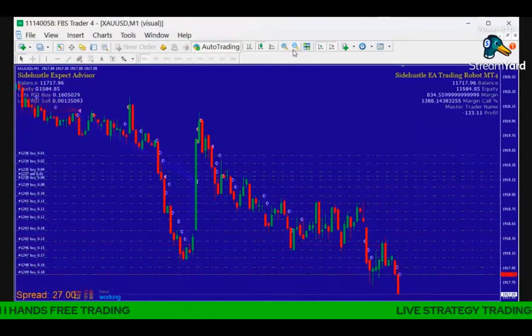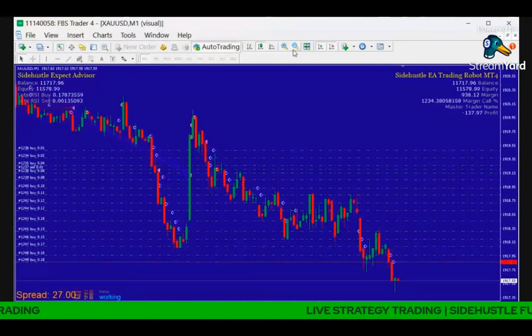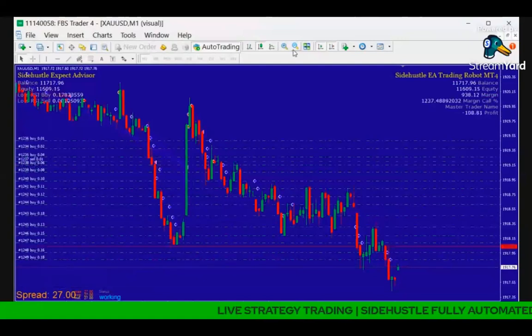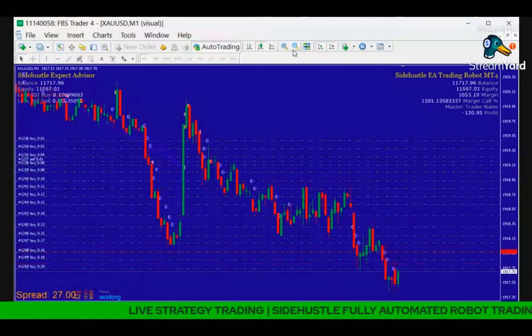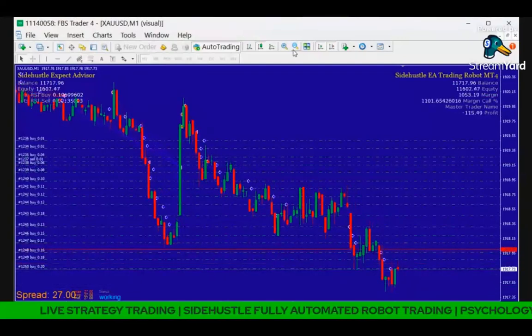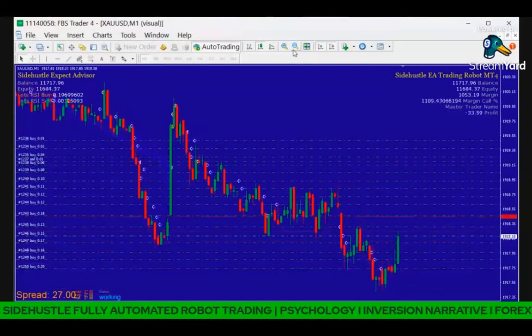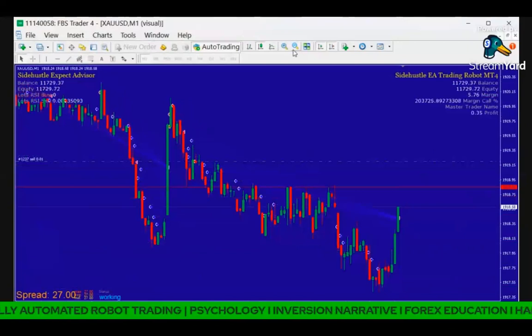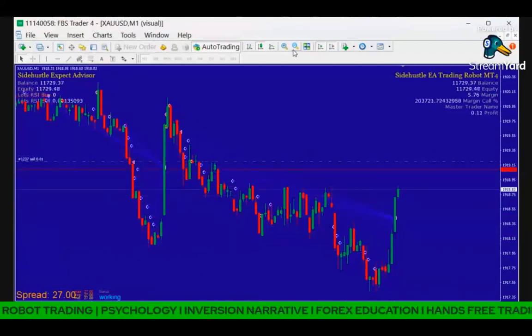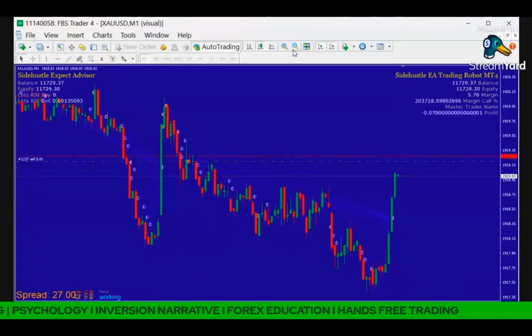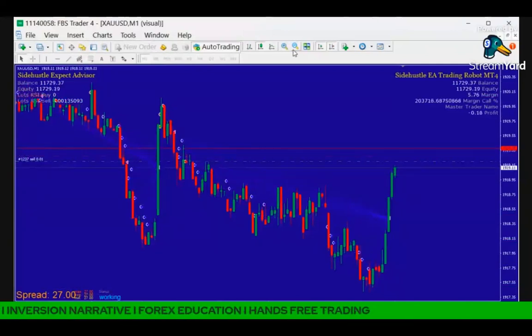Can you give us that in point form? One, you're going to need a phone or a device. Two, you're going to need a platform like MT4. Then you're going to need a broker.